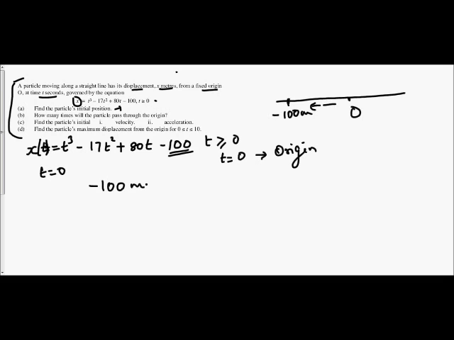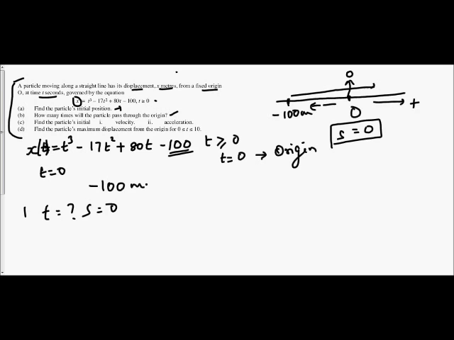How many times will the particle pass through the origin? So how many times will it be equal to 0? When the particle is at the origin, the distance is 0. When the particle is on the right side, its distance is positive. So the question is, what is the value of t for which x is equal to 0? This is question number B. So you can just equate this equation to 0, and you can solve the cubic equation. If you can access the calculator, you can easily find it from that.